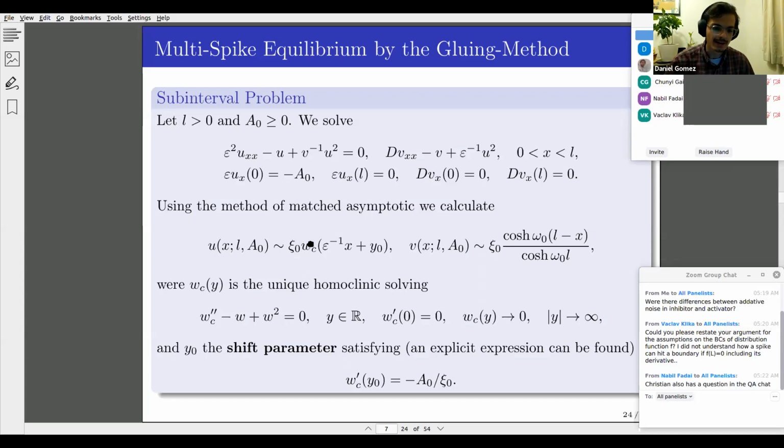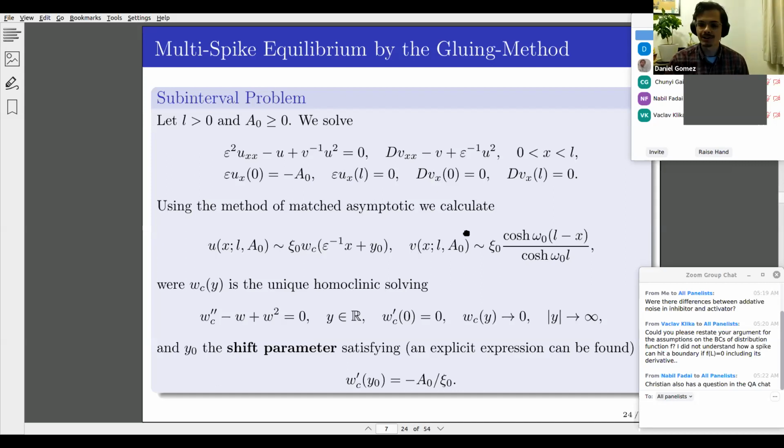The key takeaway from this construction is that since we are going to be interested in the presence of this activator flux, we have to include a non-zero flux term for the activator. And using the method of matched asymptotic expansions, we find what the local profile looks like. So it's this homoclinic solution for the activator. And this also made an appearance in Chunye's talk. And this looks just like some kind of hyperbolic secant.